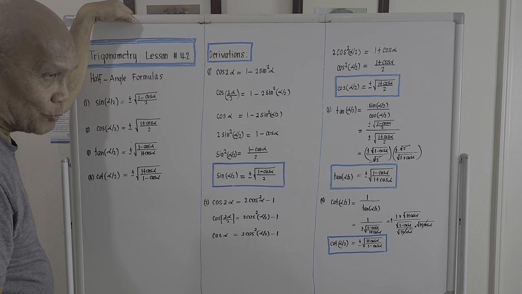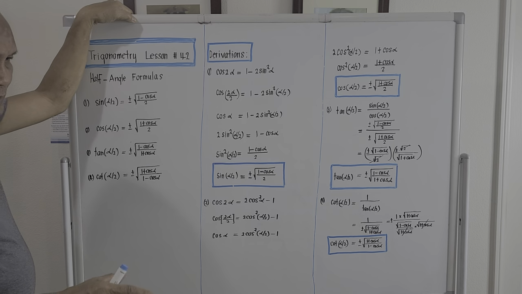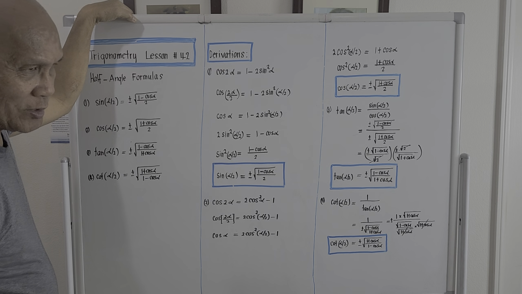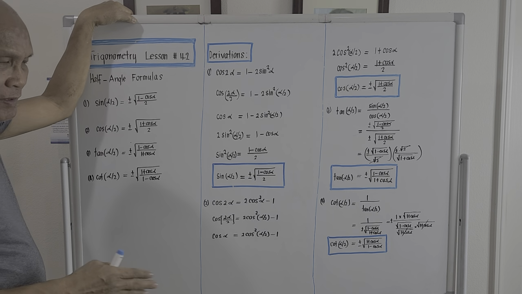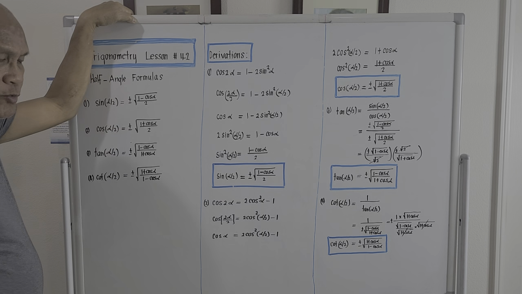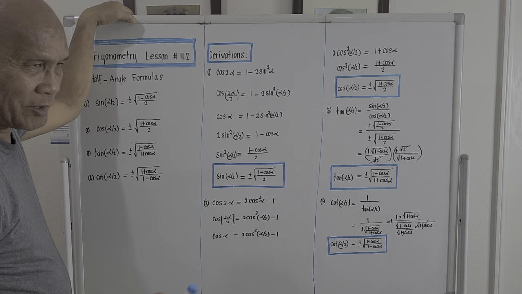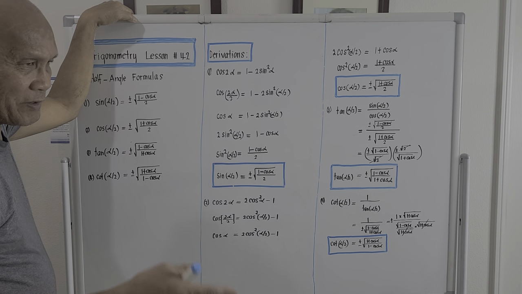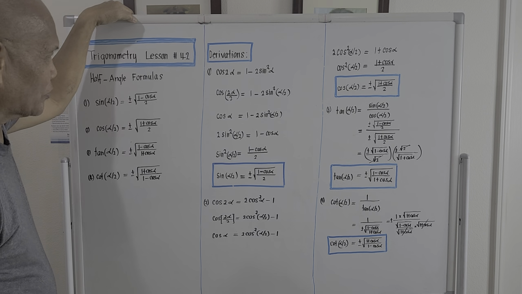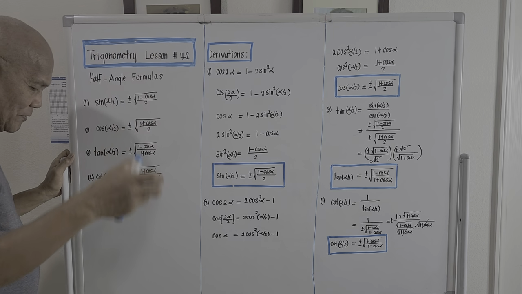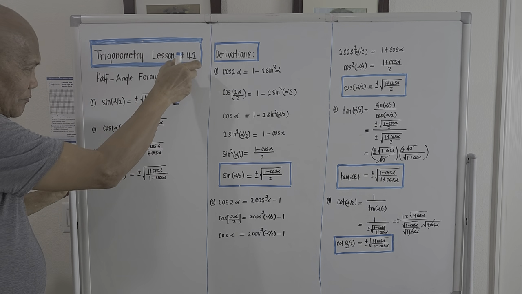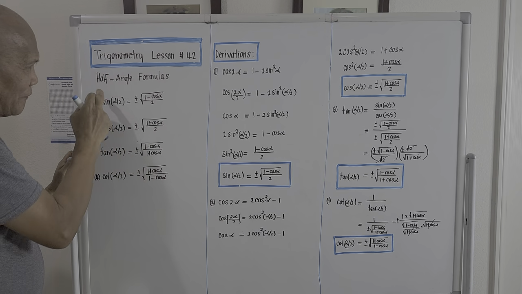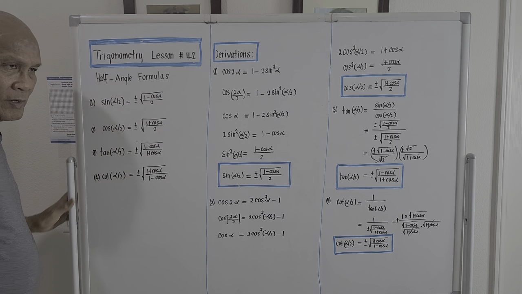We are almost done with trigonometry, but there are still some topics which must be discussed. I think the last two topics will be the so-called sine law and cosine law, the so-called solution of oblique triangles. Okay, let's proceed. The title for the topic tonight will be trigonometry lesson number 42, and the title will be half angle formulas. Half angle.